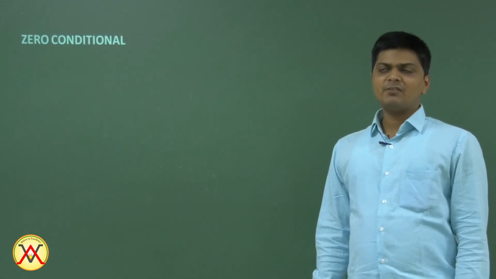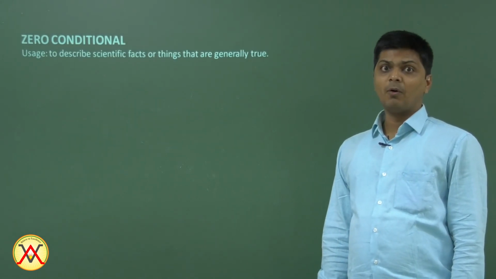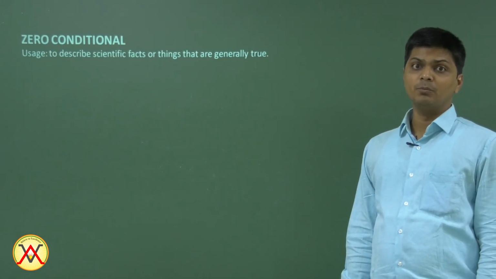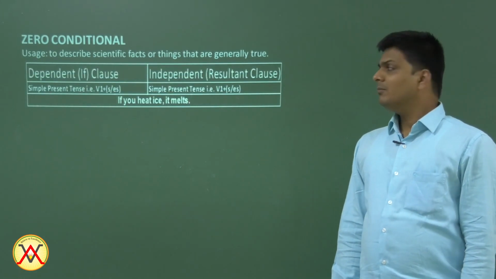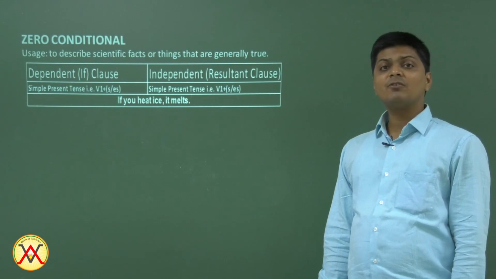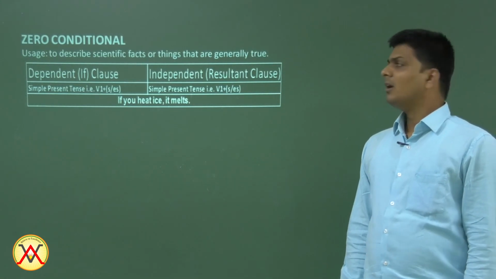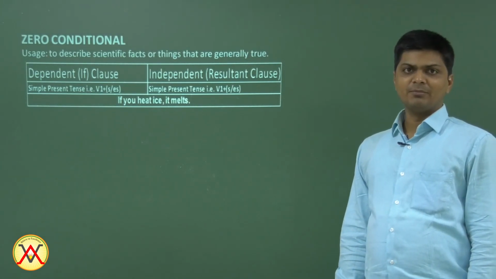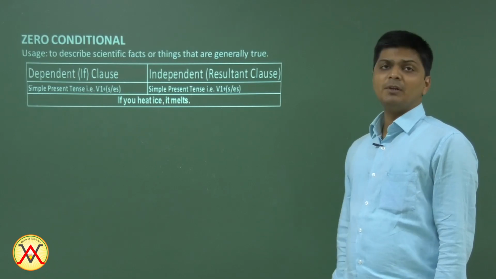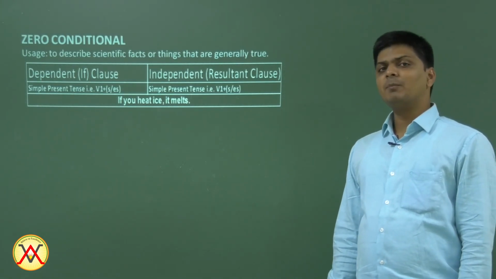Zero conditional, this is the first kind of conditional and it is used to describe scientific facts or things that are generally true. And its structure would be, well, every conditional structure has 2 clauses. One is dependent clause, the other one is independent clause. Here in dependent clause, we'll use simple present tense. In independent clause also we'll use simple present tense. Both the clauses in zero conditional will take simple present tense.